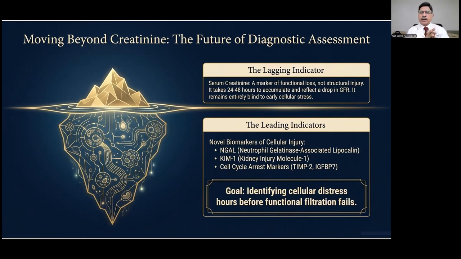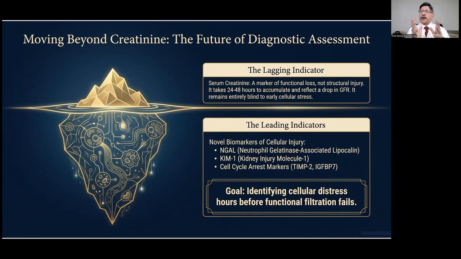Novel biomarkers are important now. They can detect AKI in the first 6 hours or 24 hours itself. NGAL, neutrophil gelatinase associated lipocalin, is one biomarker. KIM-1, kidney injury molecule 1. Cell cycle arrest markers like TIMP2 and IGFBP7. There, the cell replication cycle is arrested at the mitochondrial level. So these are the three types of markers.